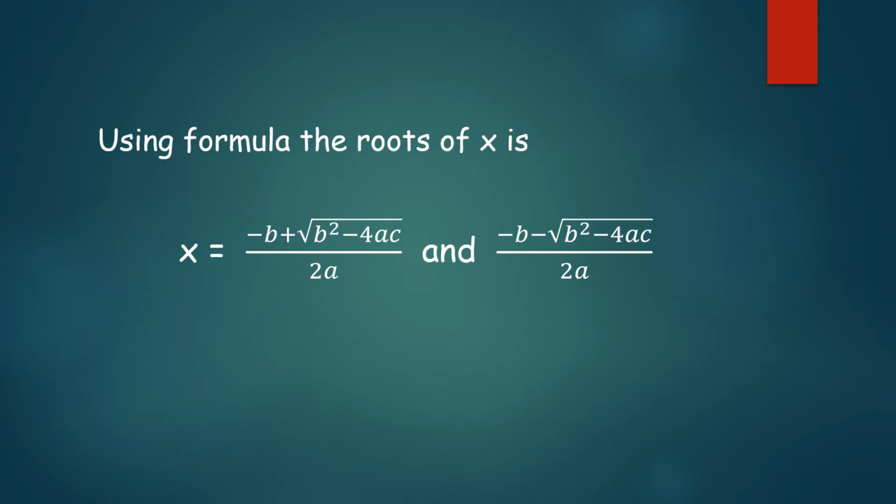Using quadratic formula, the roots of x is calculated as x is equal to minus b plus root b square minus 4ac by 2a and minus b minus root b square minus 4ac by 2a. That is, x will be having two roots.